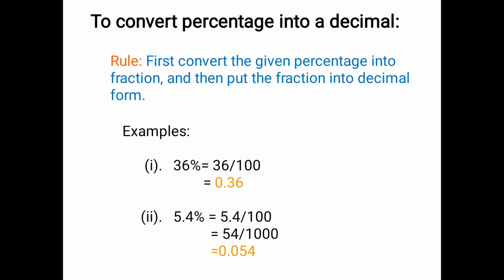We already know that if it is in fraction format, we are able to convert into decimal form, as we already learnt. But we don't know how to convert percentage into a decimal form, and now we are going to learn that. 36 percentage is the question. First we have to convert into the fraction. How can we write 36 percentage as a fraction? That is 36 by 100, because in converting percentage into a fraction we have to divide by 100.